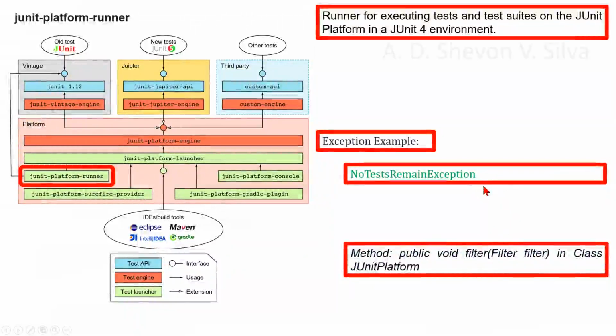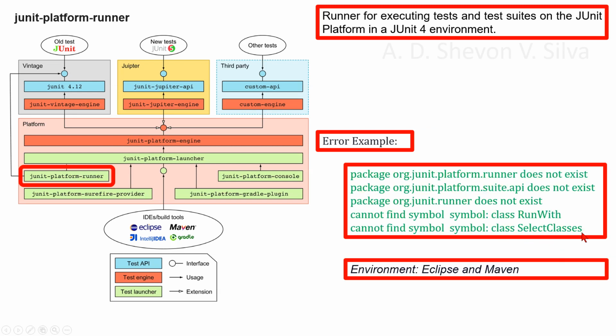As an example, we can consider this no test remain exception. It can occur in method void public void filter in class JUnit platform. As an example, we can consider this occurred in an environment with Eclipse and Maven. Package org.junit.platform.runner does not exist, etc.